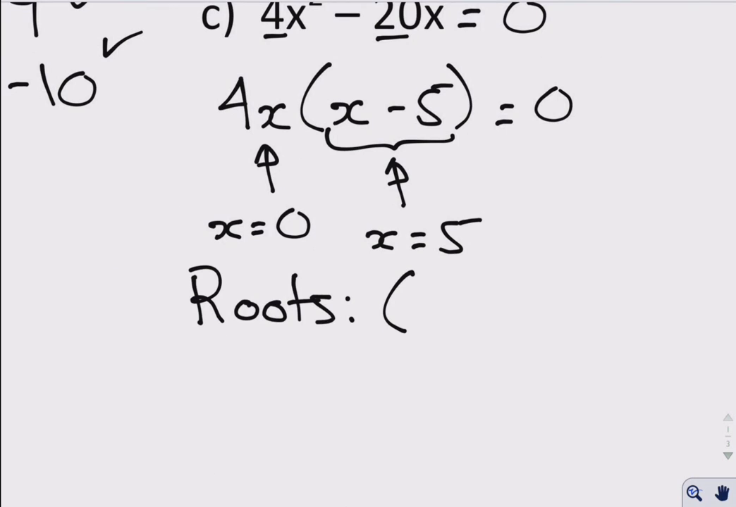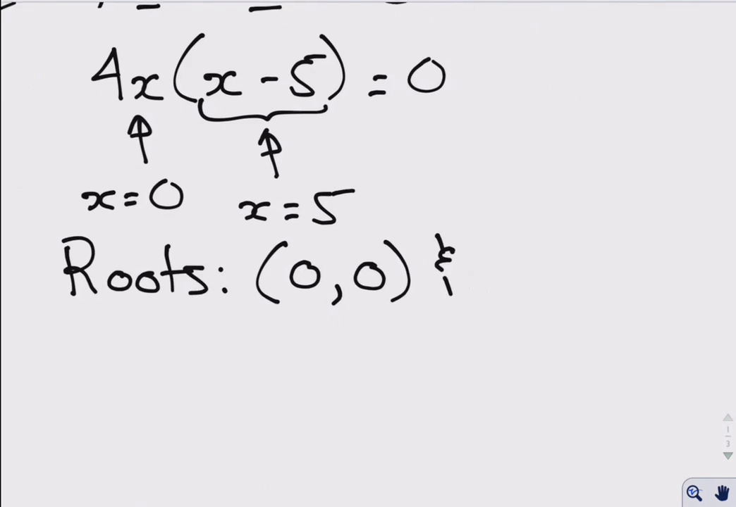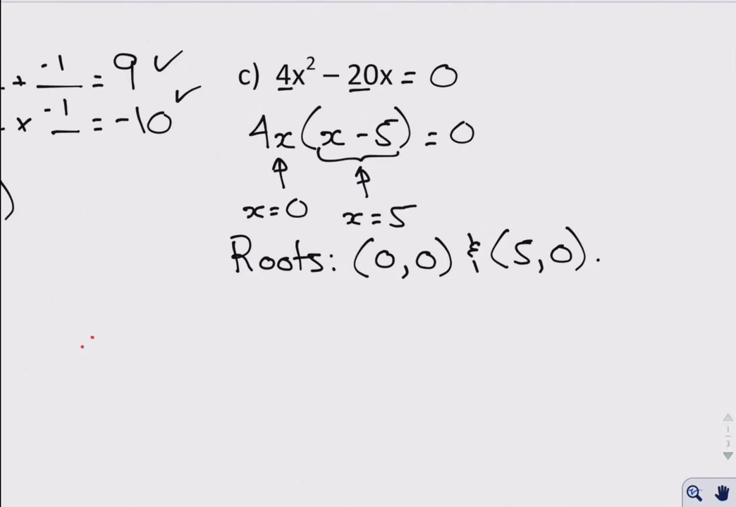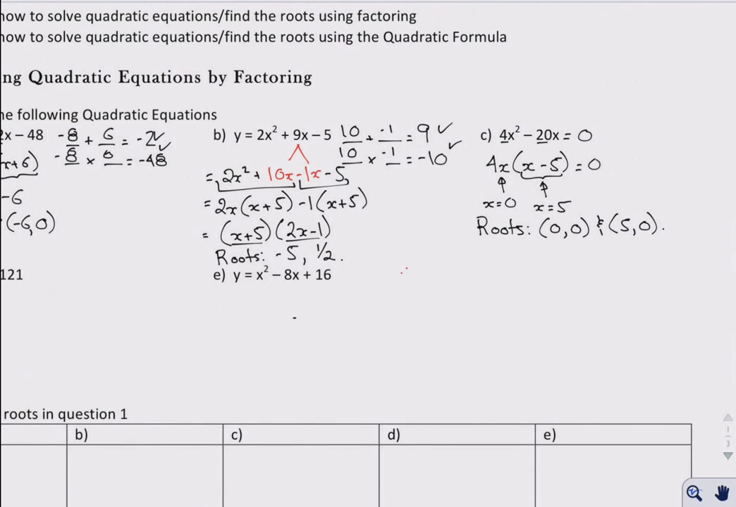So I'm going to write that as an ordered pair. I have 0, 0, and 5, 0. And those are your two roots for C. We've got two more left.